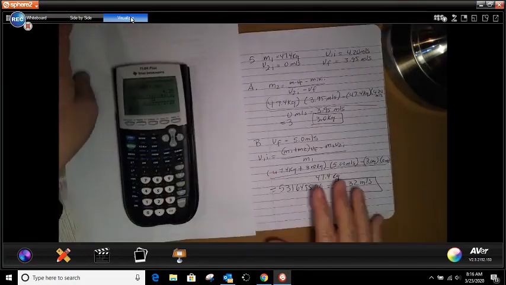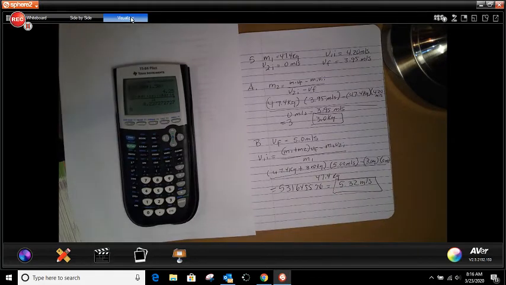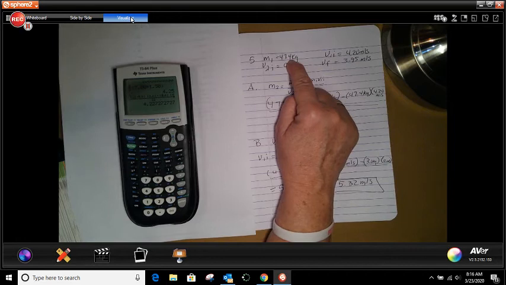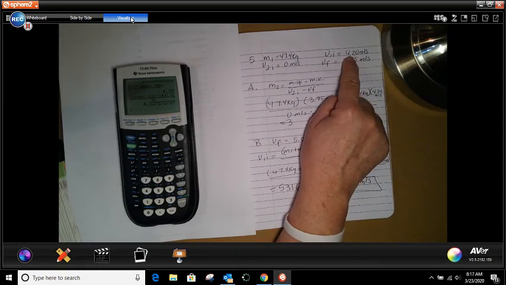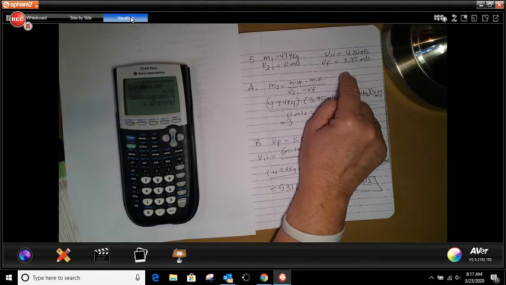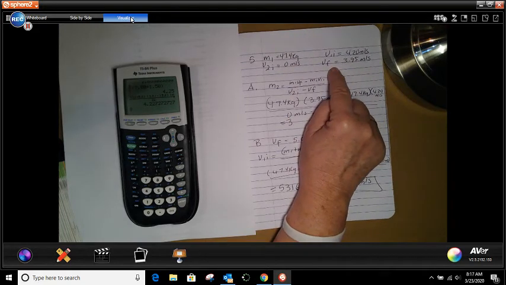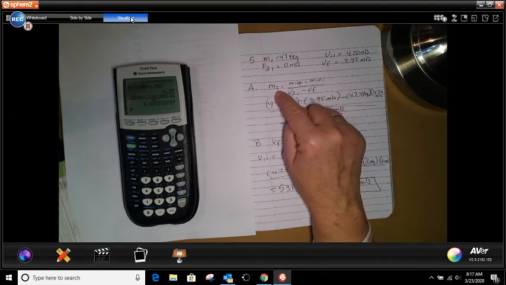Now, question number 5 is in 2 parts. First of all, it says a 47.4 kilogram student, there we are, runs down the sidewalk and jumps at a horizontal speed of 4.20 meters per second. There's his velocity initial. Onto a stationary skateboard. The student's skateboard moved on the sidewalk at 3.95 meters per second. Well, there we are. And then the skateboard was stopped, but this is what it ended up being. And it says, first of all, find the mass of the skateboard. So we're looking for mass 2.